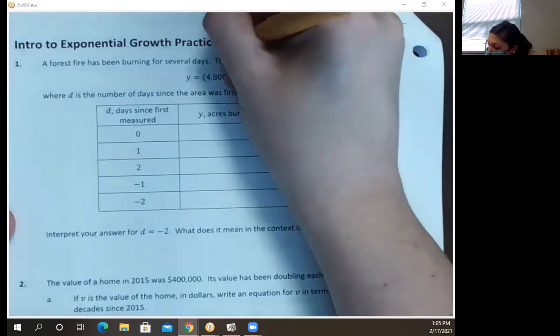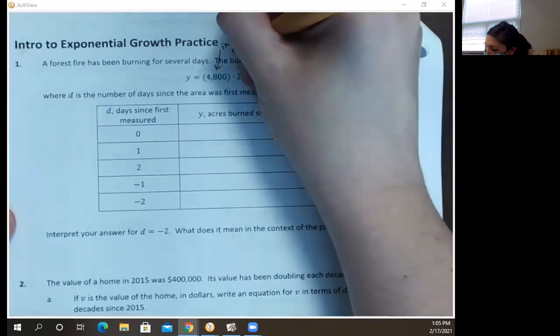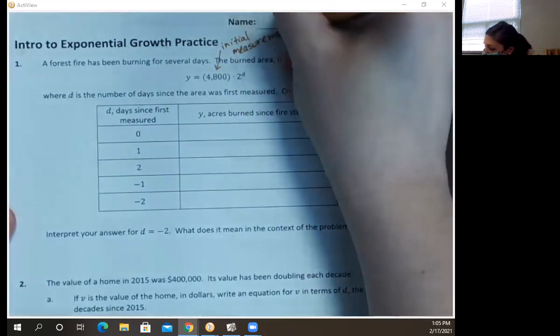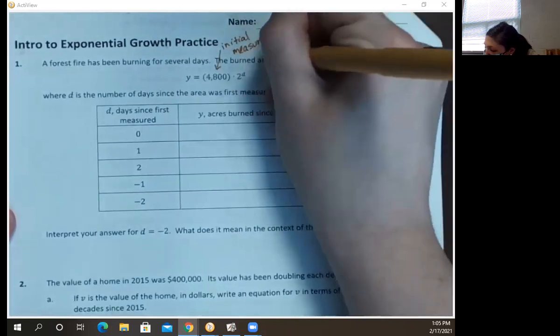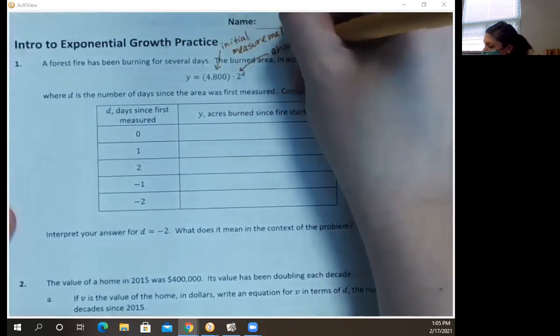So we can see that initial measurement, that initial amount, and then we can see our growth or our change, might be a good way to put this.